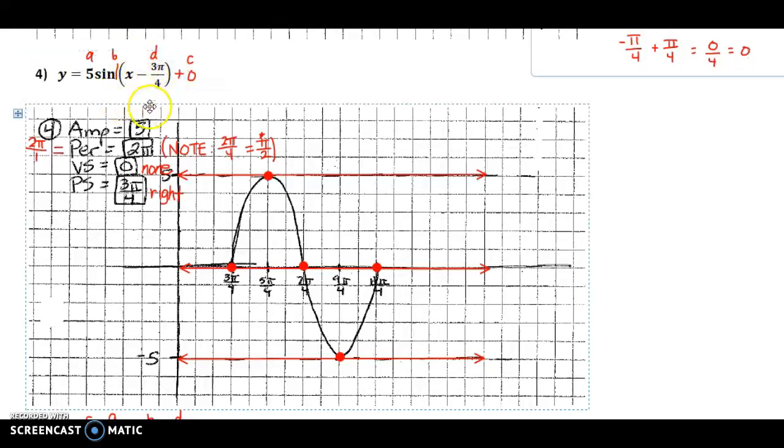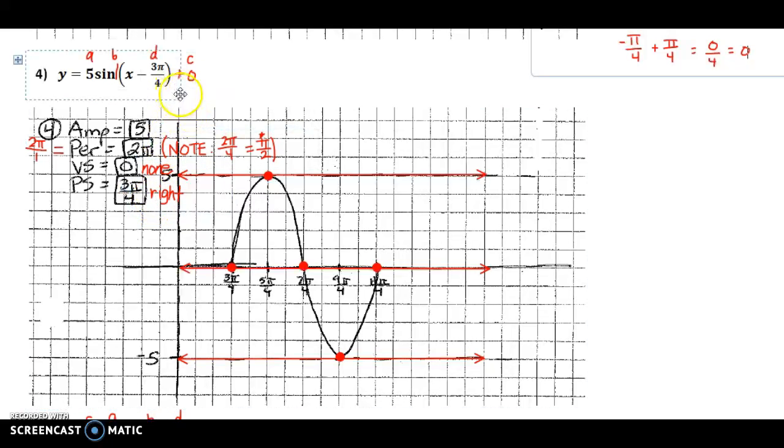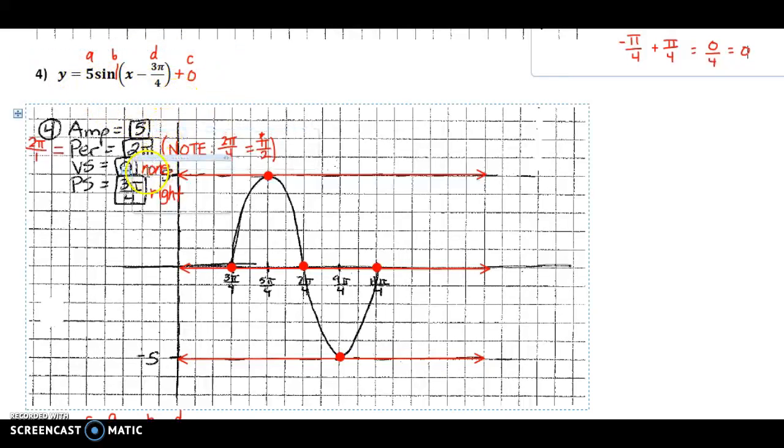D is clearly 3 pi over 4, I should say. But there was no C value, so if there's nothing added on the end or in front, then that means that C is 0, which is pretty convenient because that means that there's no vertical shift. So the rest of these values came from the explanation above.